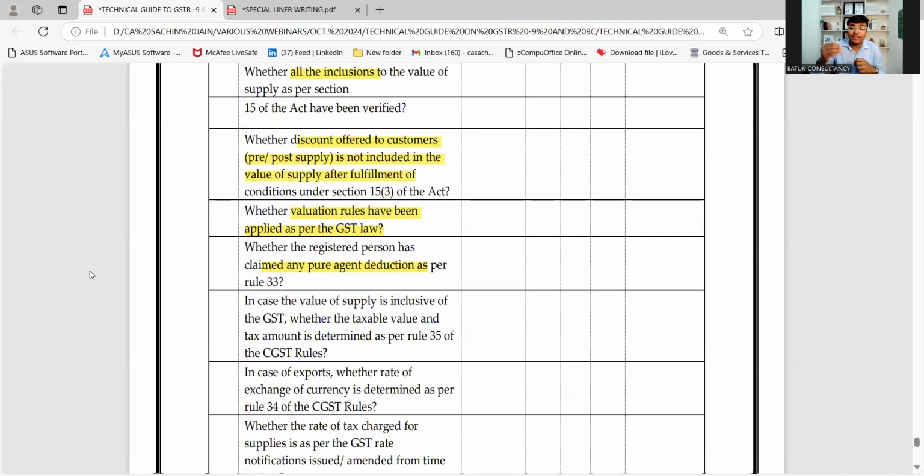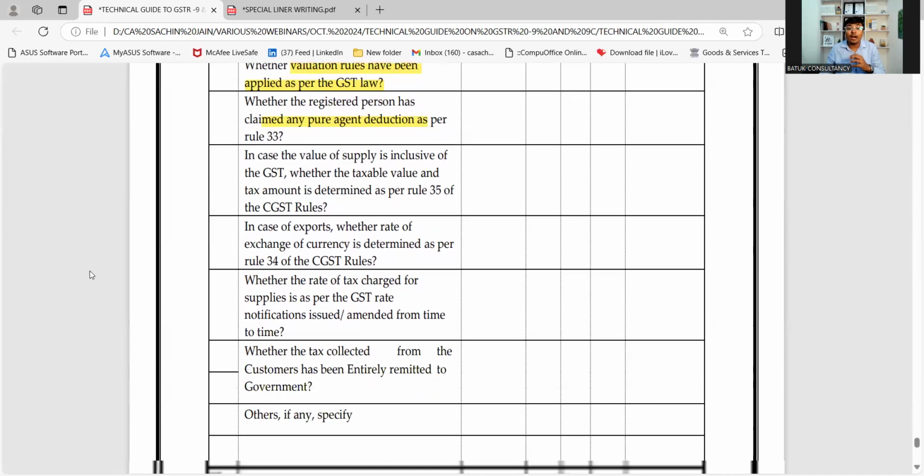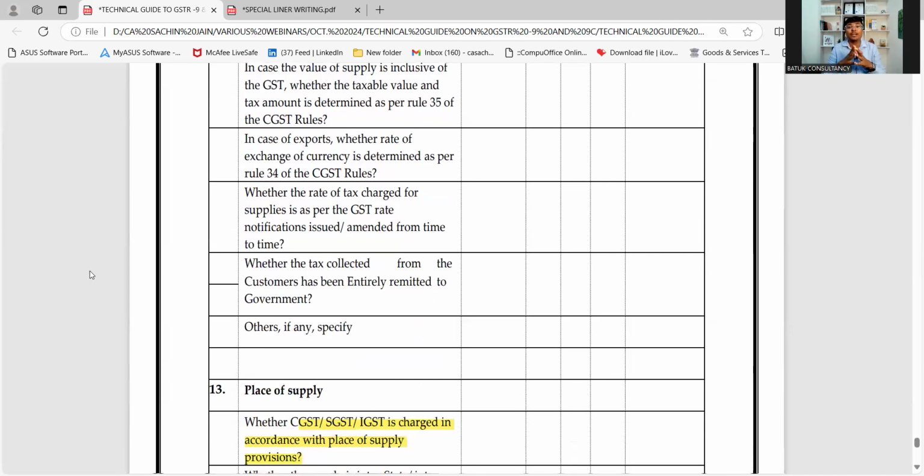We also need to check that the value of supply has been correctly determined as per section 15. And if section 15 is not applicable, in such a situation, whether rule 27, 28, 29, 30, 31A or 32 has been followed or not. If there is any discount, check the discount. Whether it is determined at the time of supply, before supply or after supply. That means whether this discount is a financial discount or trade discount. Accordingly, the GST treatment has been done or not.